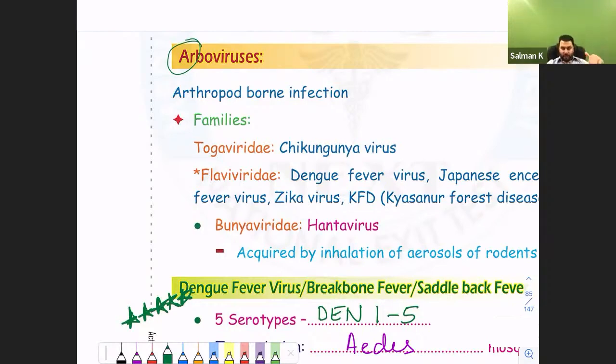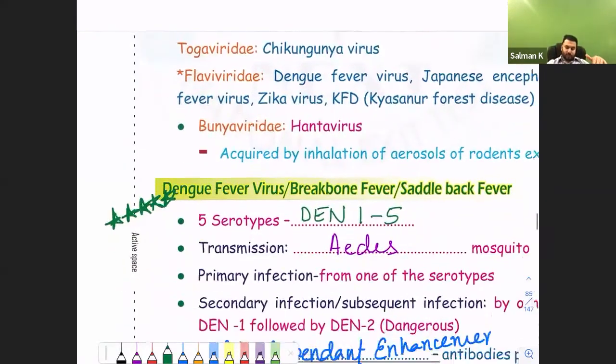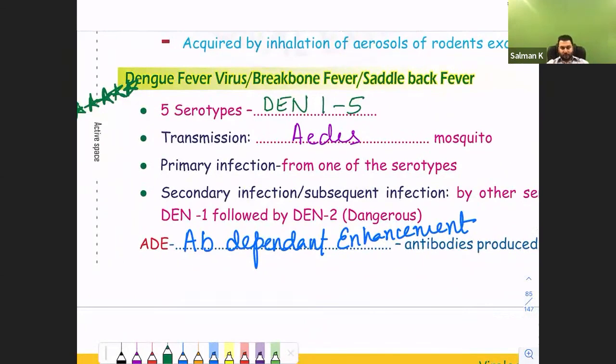So if you have gotten this idea, dengue fever virus, the first one. Okay. Dengue fever virus. Please know this guy. It has multiple serotypes that you're seeing here, DEN 1 to DEN 5. Okay. Transmission of this is done by the mosquito called Aedes mosquito. Do memorize the vector-borne diseases. Who's the vector? It would be important for you all.